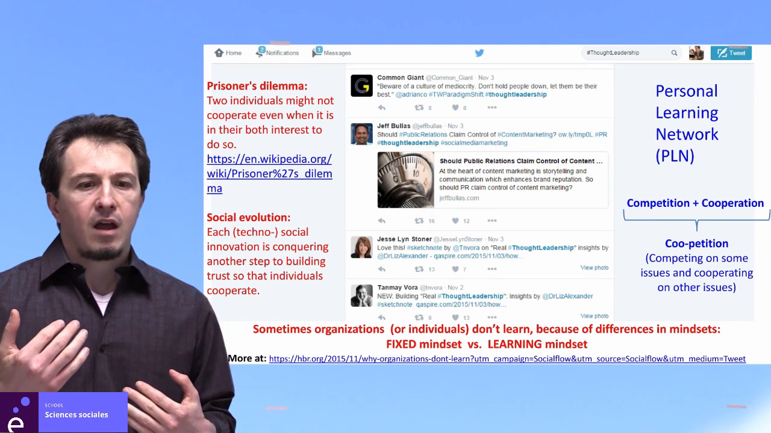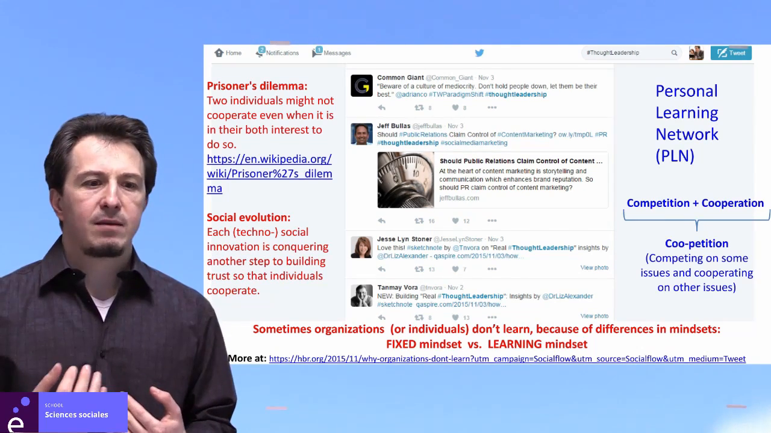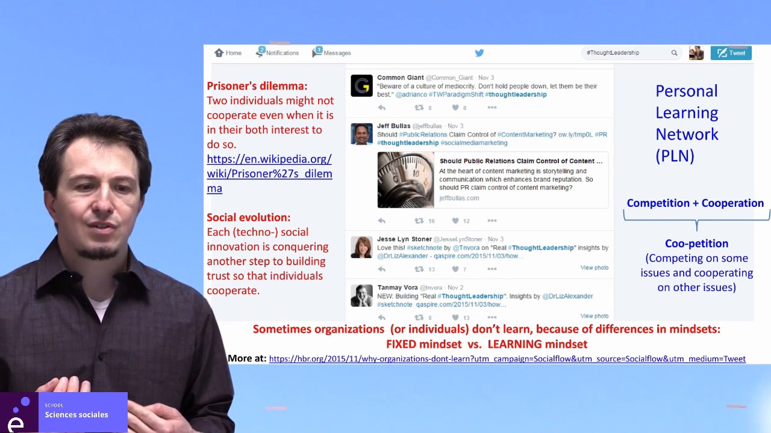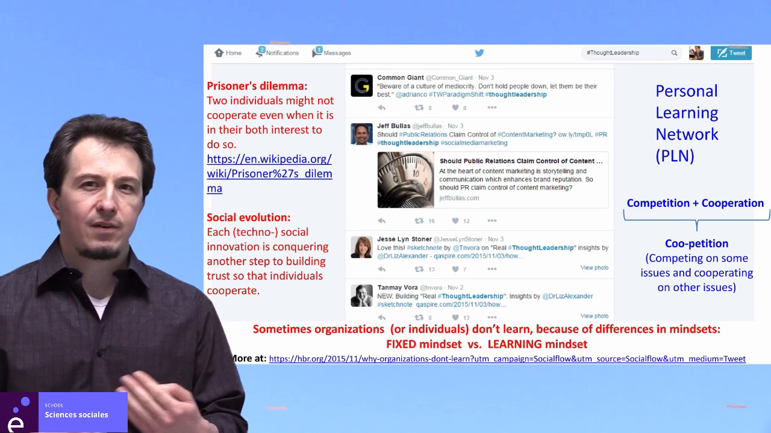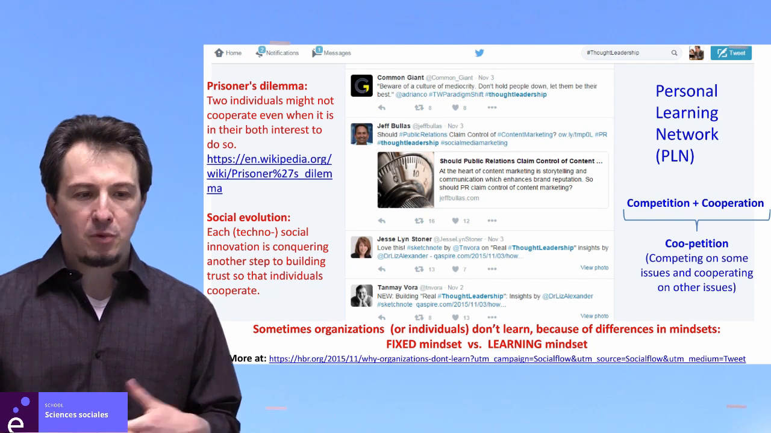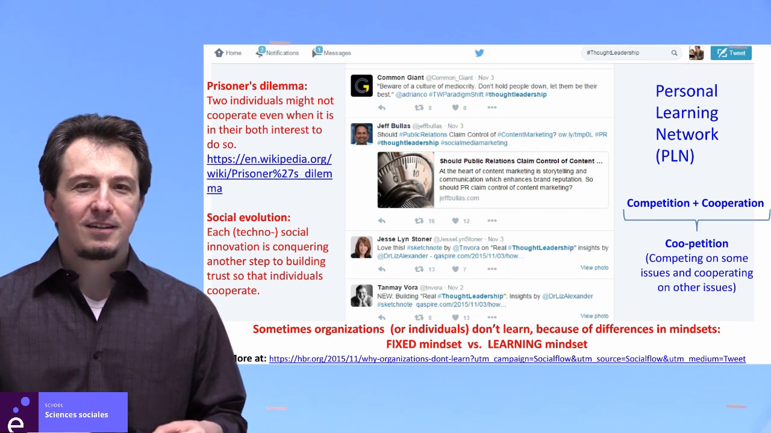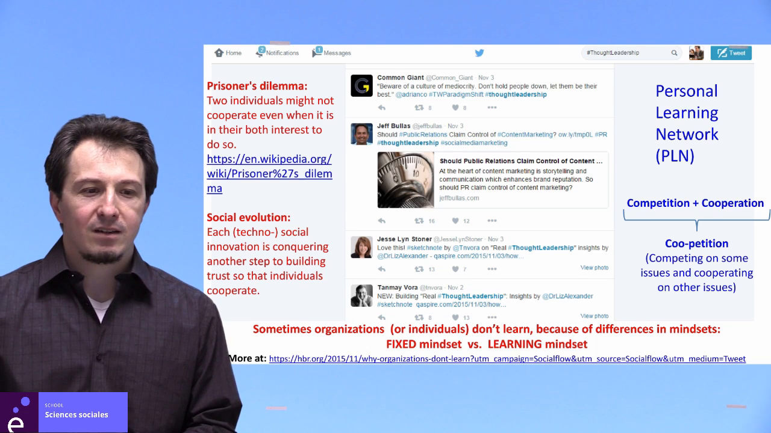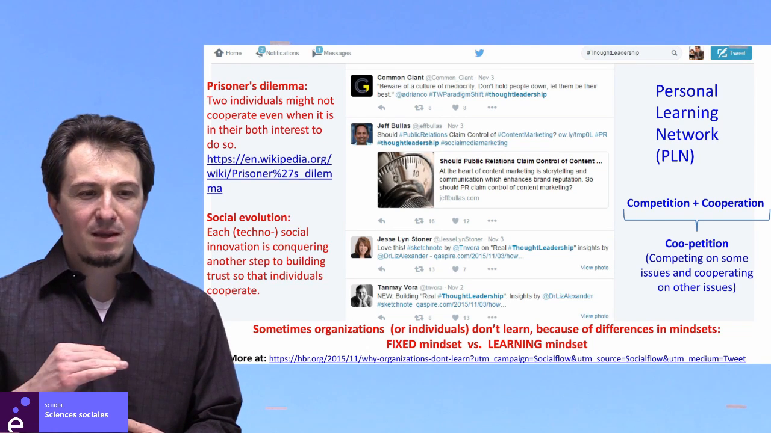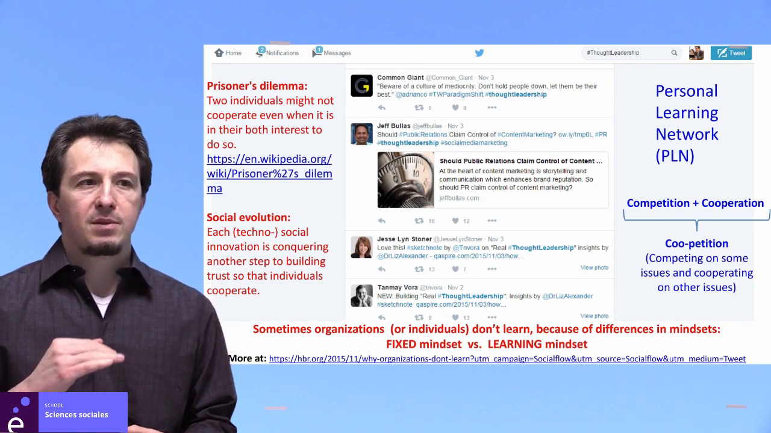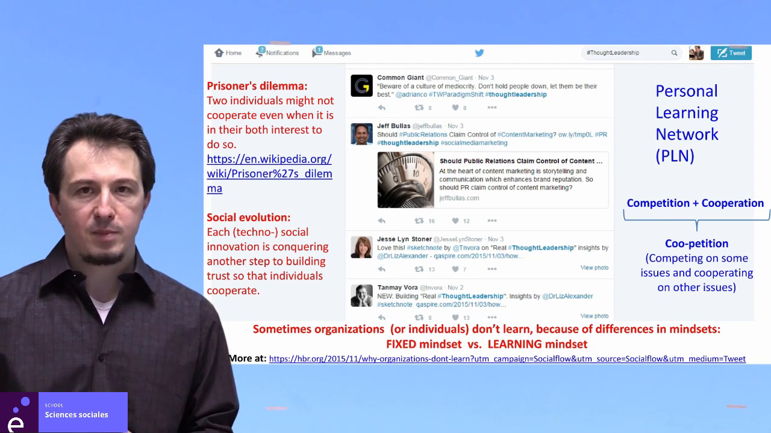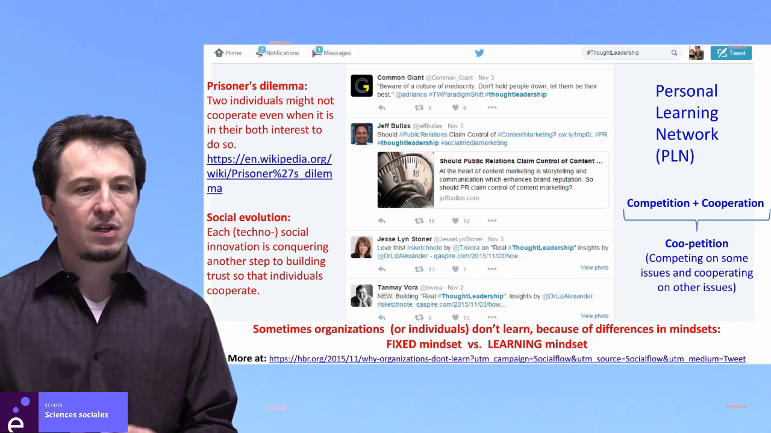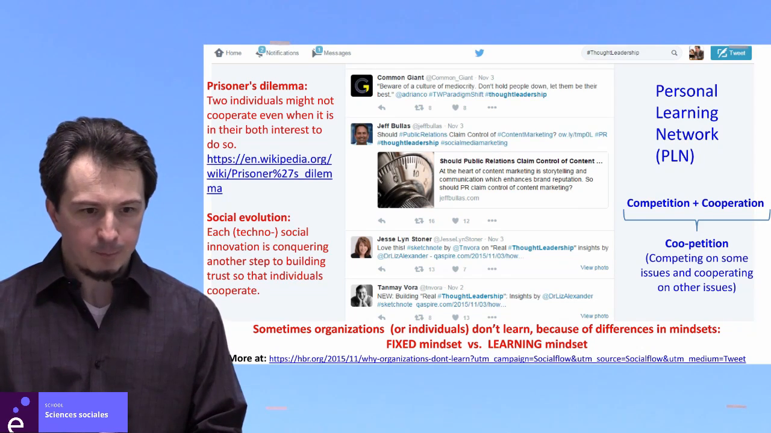So the trust is being built through social evolution, through social innovations, like tools, interactions, projects, by which basically different steps are conquered by these individuals. So the trust is being built. So more and more people will cooperate, so the overall benefit will be higher in time through this process of social evolution through learning.